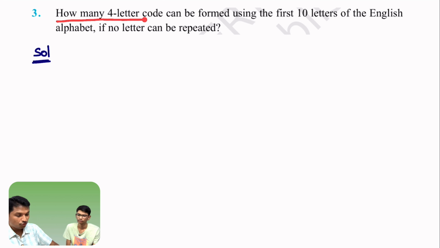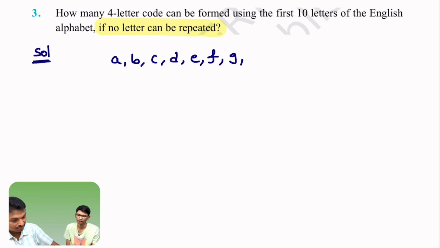How many 4-letter codes can be formed using the first 10 letters of the English alphabet if no letter can be repeated? No letter can be repeated means repetition is allowed or not allowed? Not allowed. Repetition is not allowed. A 4-letter code using what? The first 10 letters of the English alphabet. What are the first 10 letters? A, B, C, D, E, F, G, H, I, J.